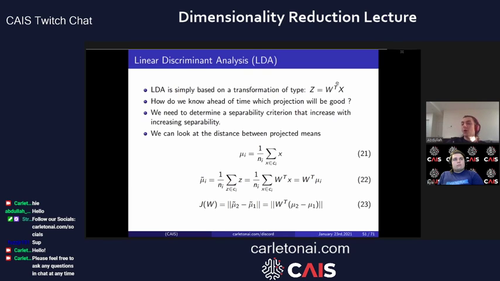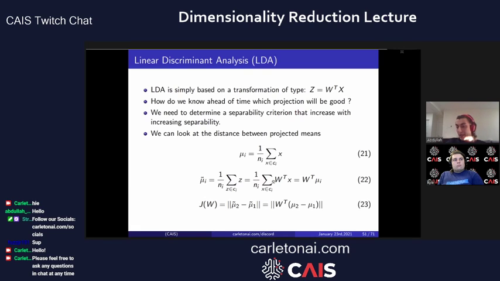So how do we know ahead of time that this transformed data will be good in terms of class separation? Well, to do that, we need to define a separability criterion that increases as we increase the separability, right? First, let's look at the projected means of the data. If you have data X and you sum over all the samples that belong to a given class, you will get the mean of class i. If you do the same in the transformed data, you will end up with the mean of the transformed samples belonging to class i.